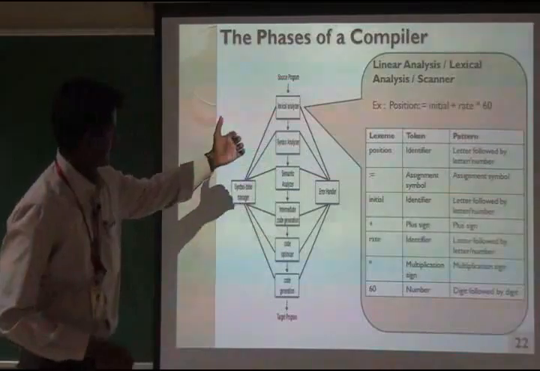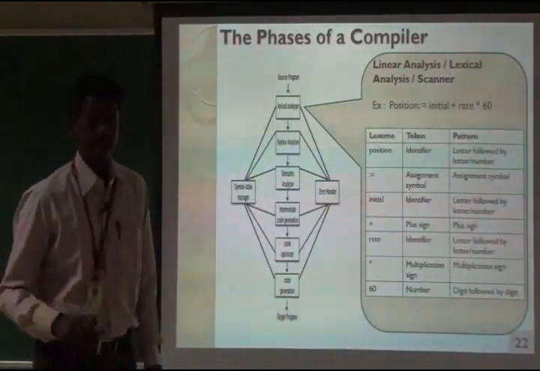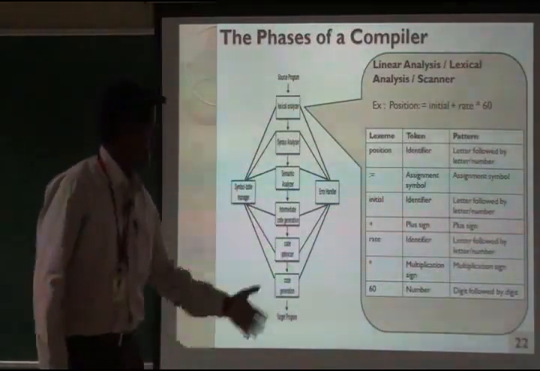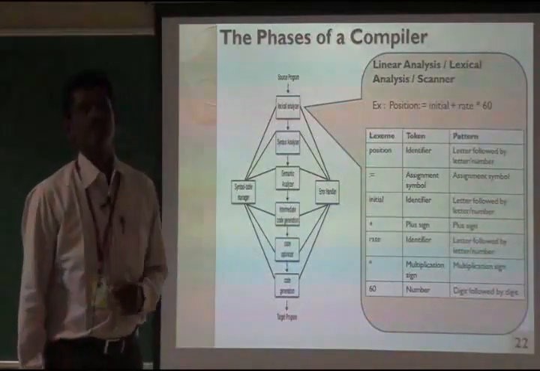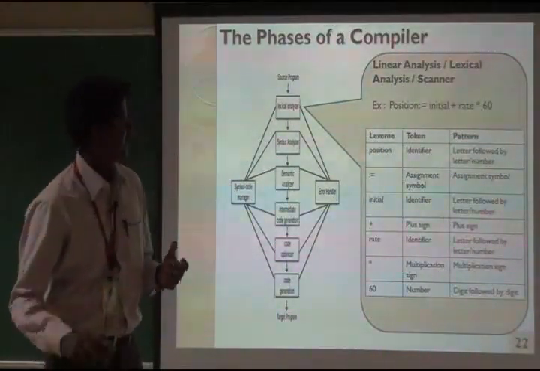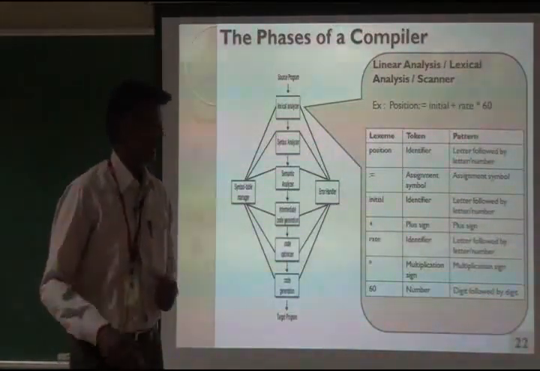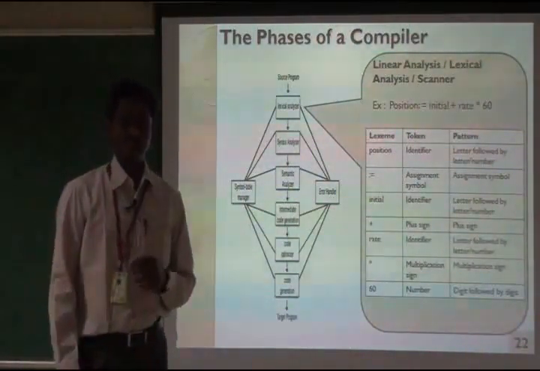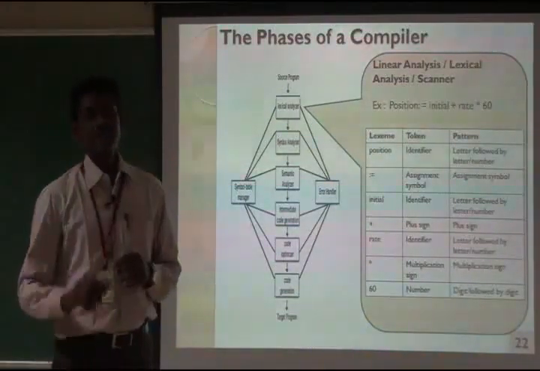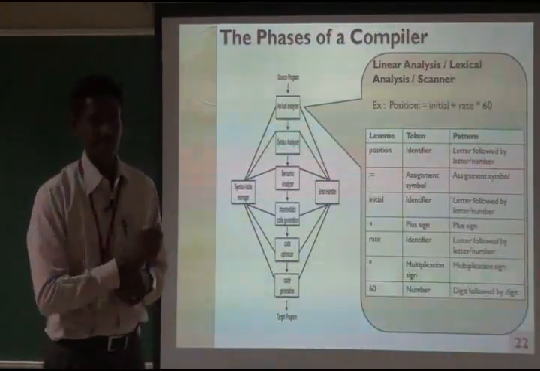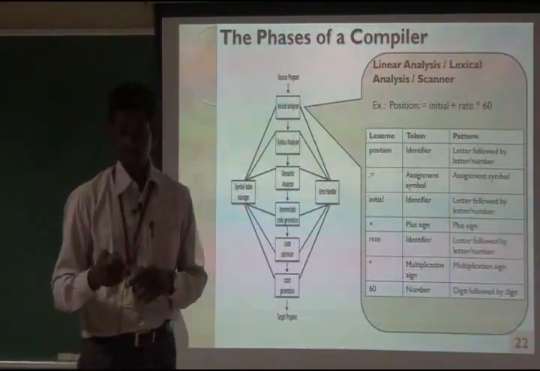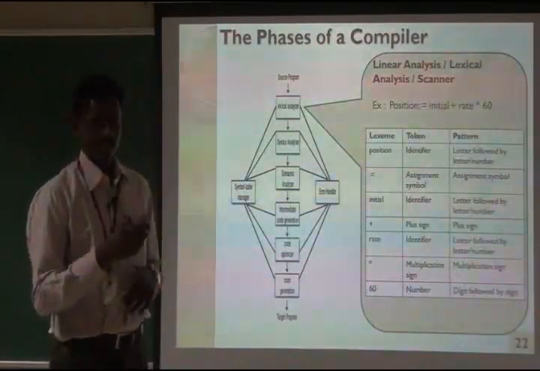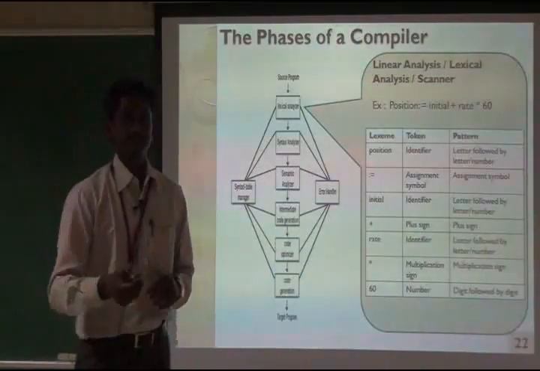So here position, initial, rate, all three are identifier tokens, equal is an assignment symbol, plus is a symbol, and 60 is a number, also a token. So what are the tokens here? Identifier tokens, some symbols and numbers. Additionally we have keywords. For example, in C language, main is a keyword. The pattern for this keyword is the word main. So the lexical analyzer identifies valid tokens from the character stream. These tokens are given to the next phase, that is the syntax analyzer.